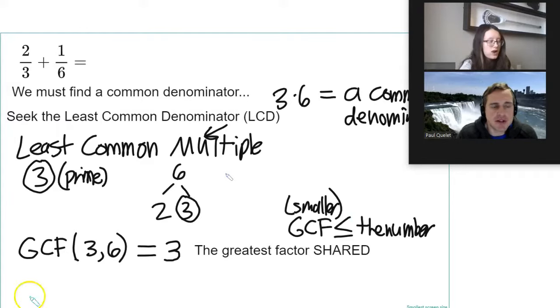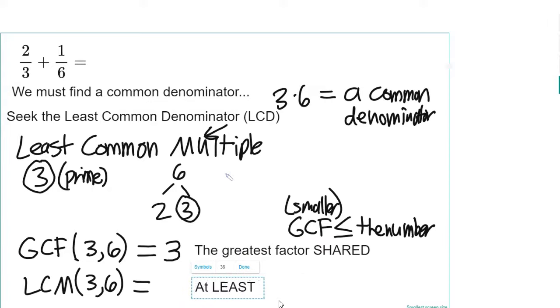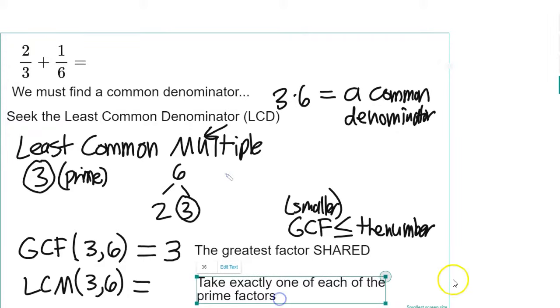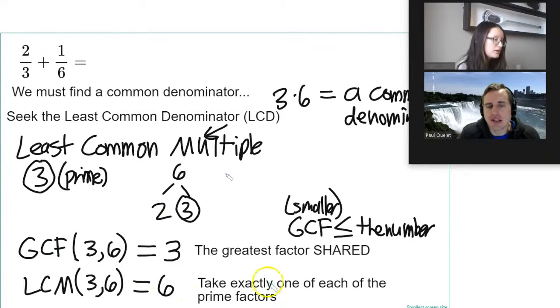Now the reason I bring that up is because the greatest common factor is completely different than the least common multiple, or at least it's not too different, but it is different. Let me give you sort of the words as opposed to greatest common factor. With least common multiple, take exactly one of each of the prime factors. What that means is, for this relatively simple example, the least common multiple of 3 and 6 is going to be 6. And let's think about why that is.